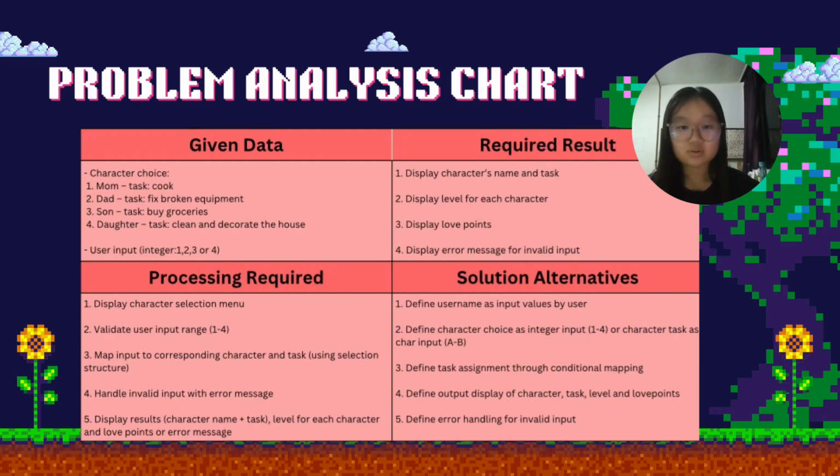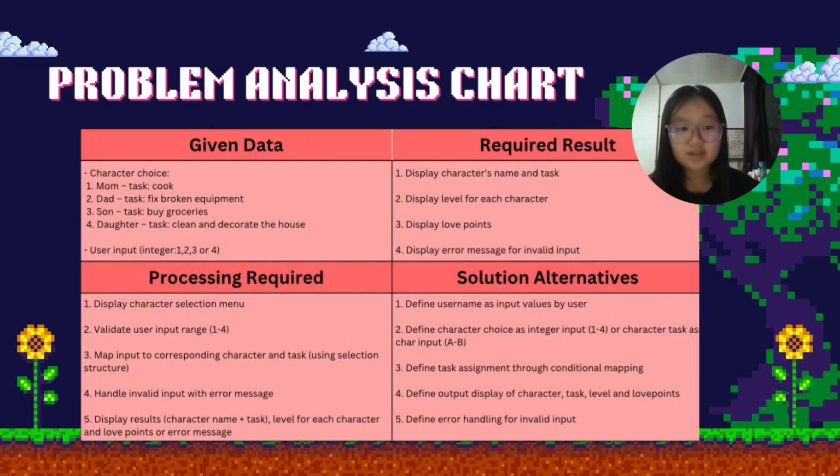Last, for the solution alternative, there are 5 solution alternatives. First, define username as input value by user. User will enter their name, which will be stored as a string variable. This identifies who is using the system. Second, define character choice as integer input 1 to 4. User selects a number corresponding to a family member. Input validation ensures only valid choices 1, 2, 3, and 4 are accepted.